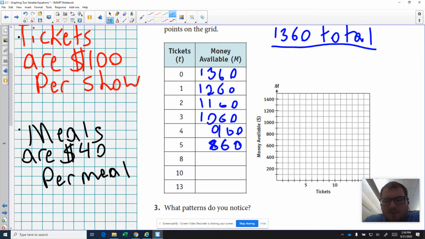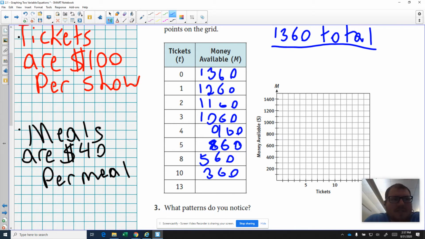Now, be careful of this chart because it actually jumps to 8, 10, and 13, okay? Well, we can't really follow the pattern now that we jump from 5 to an 8. So now we have to figure out, how much are 8 tickets going to cost me? Well, 8 tickets comes out to be $800, okay? Which means I'll have left over $560 because I would take the $1,360 and subtract $800 from it. 10 tickets is going to cost me $1,000, because 10 times 100 is 1,000. So I'm left with $360.